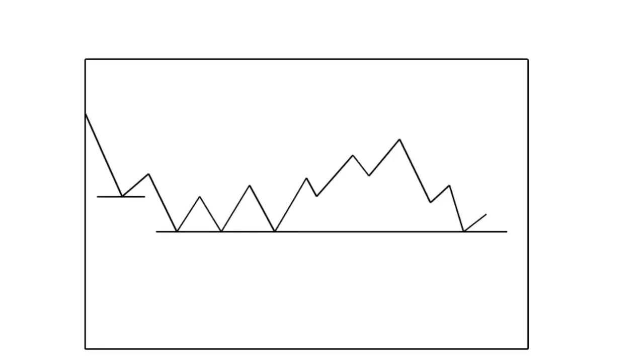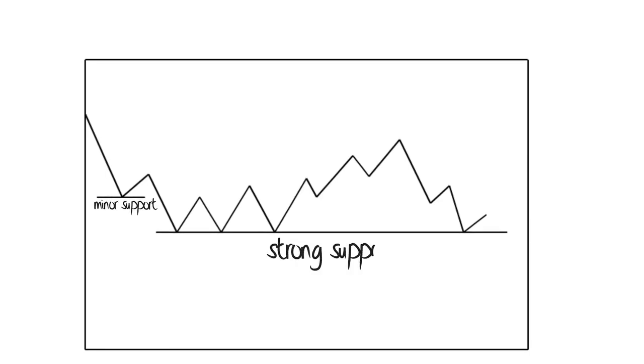The more times a support or resistance level has been tested, the stronger it gets. It happens because the more obvious a level is, the more traders will be placing their buy or sell orders there. Let me show you what I mean.